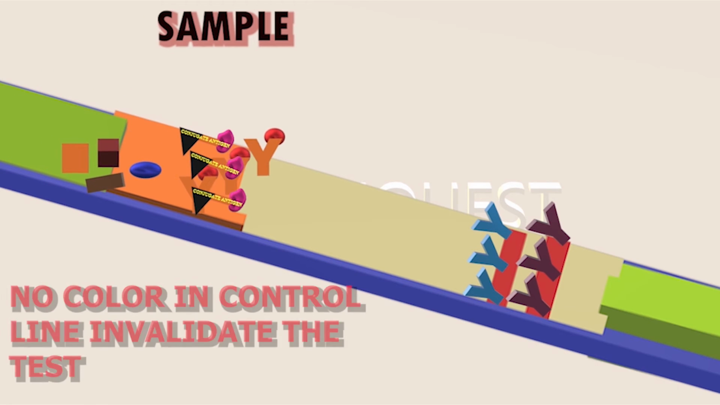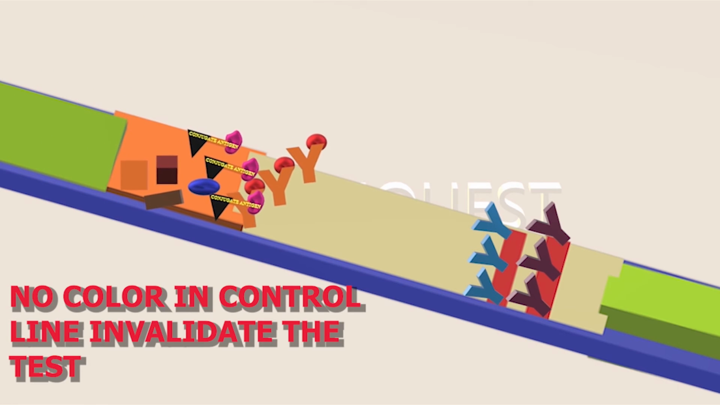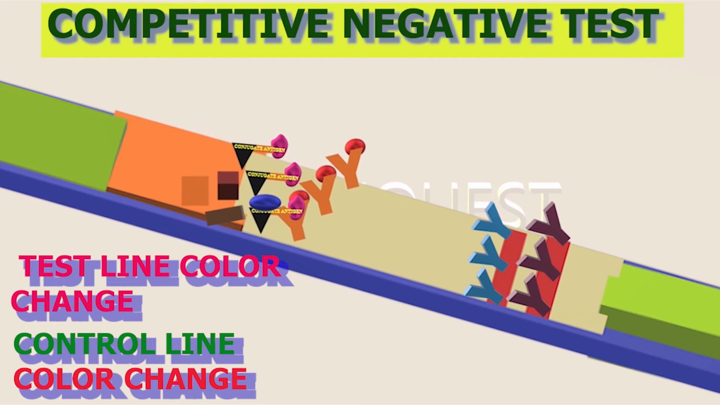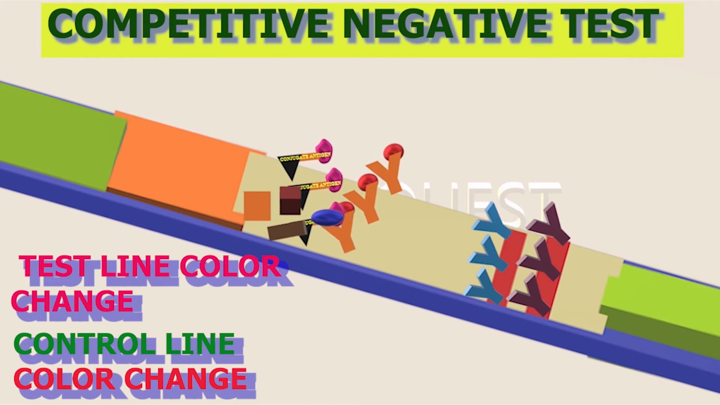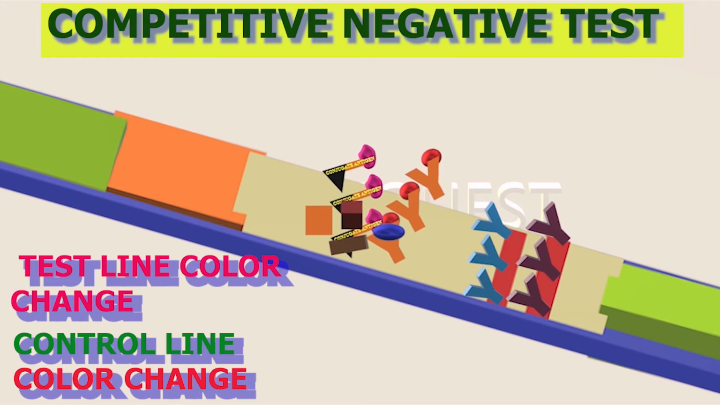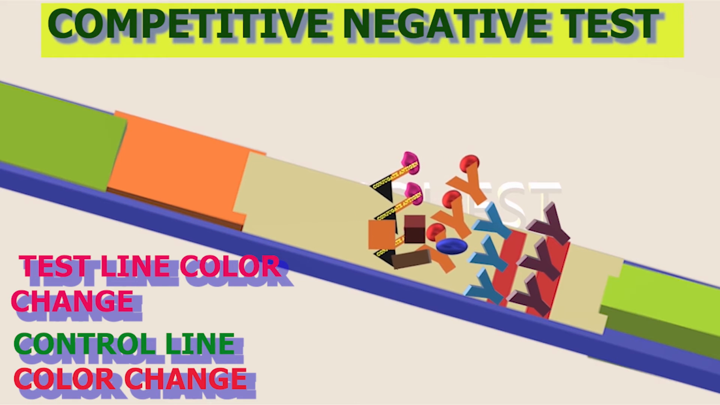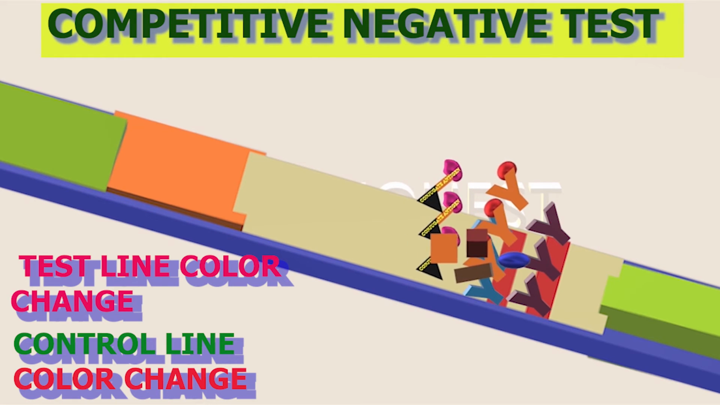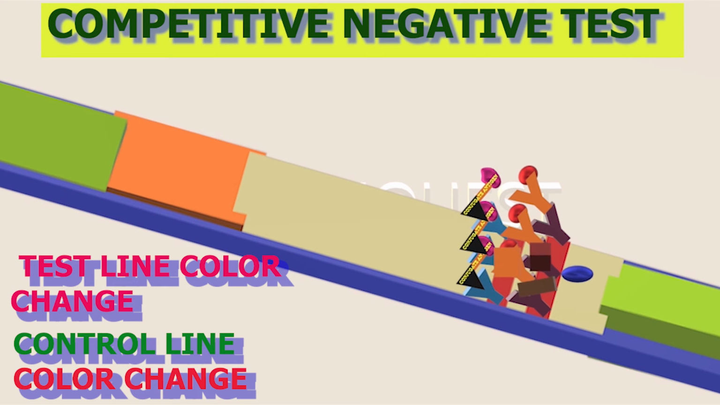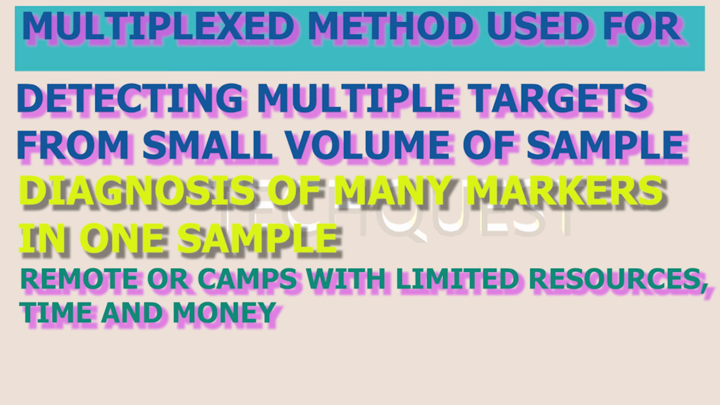Multiplexed sandwich assay. Both sandwich and competitive assays can be developed to indicate one or more test lines. A multiplexed assay may be used for detecting multiple targets in a single test in a situation having a small volume of sample, where diagnosing the presence of a number of markers together is required, offering cost-saving benefits in the lab or in the fieldwork setup. In remote or agricultural areas with limited resources, multiplex can save time.